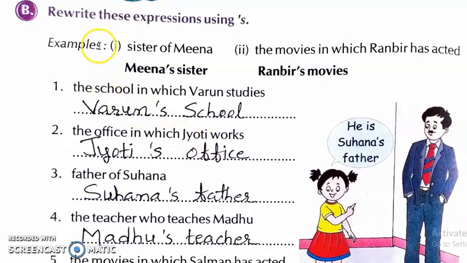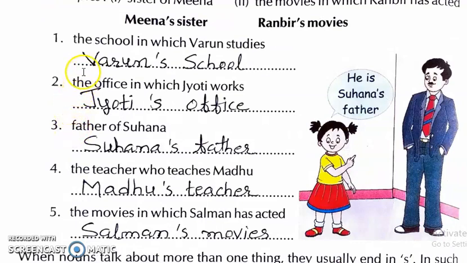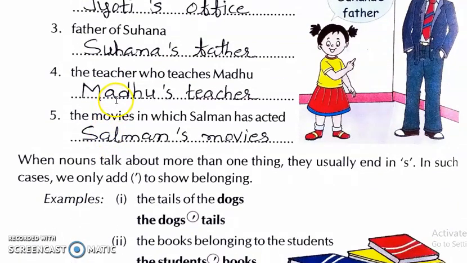Now the exercise is there. Rewrite this expression using apostrophe s. Example, sister of Meena. So we will write Meena's sister. The movies in which Ranbir has acted. So Ranbir's movies. Like this, some sentences are given here. The school in which Varun studies. So we will write Varun's school. The office in which Jyoti works. So we will write Jyoti's office. So like this, 3, 4, 5 you will do by yourself. I will send the answer in the group also.